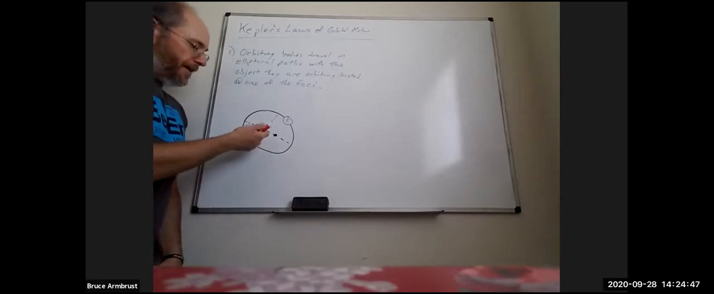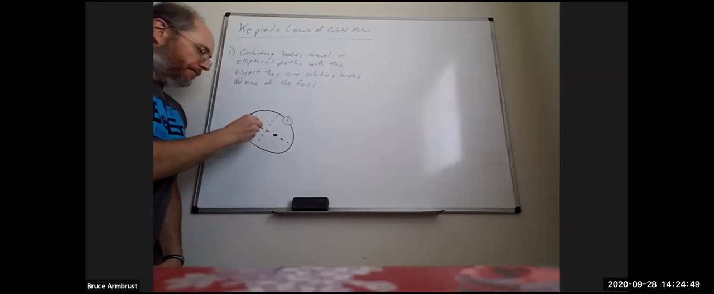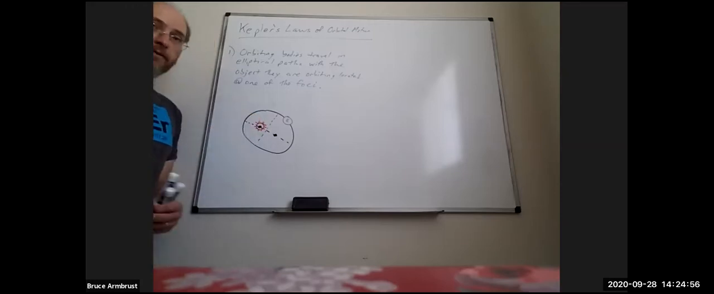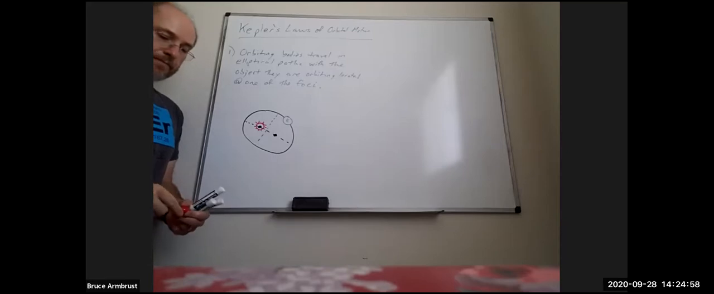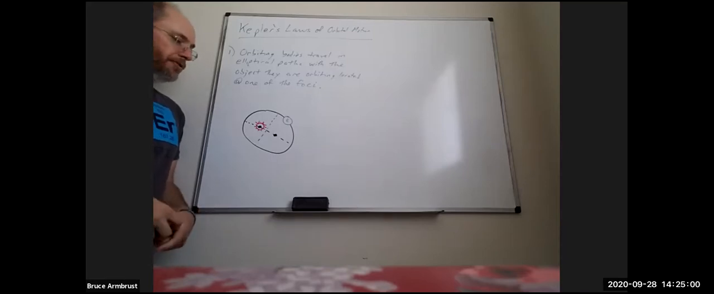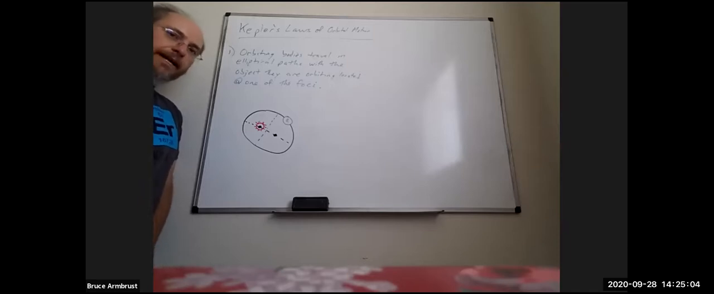But it turns out that the body that we're orbiting, in this case the sun, is located at one of the foci. This is true for all of the planets, all of the dwarf planets, the asteroids, and the comets that are in orbit around the sun. There are different ellipses. They have different sizes, and their major axes are different lengths.